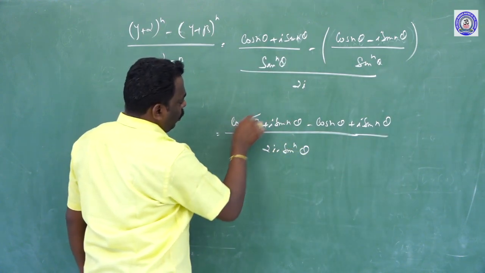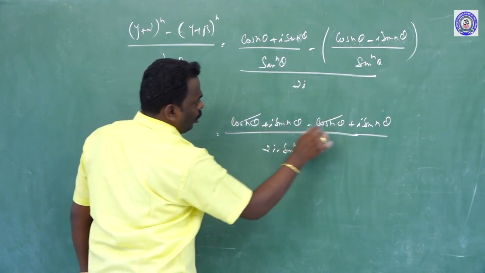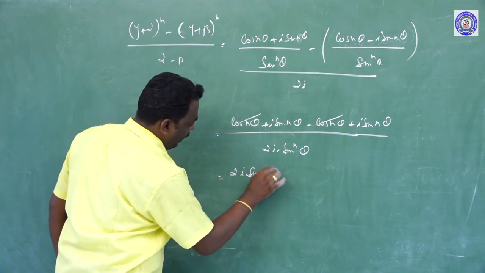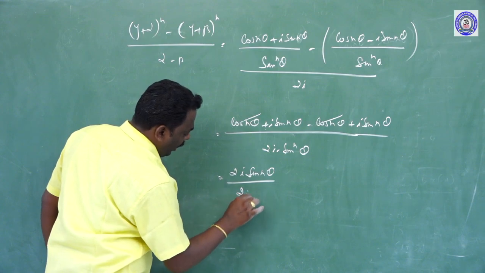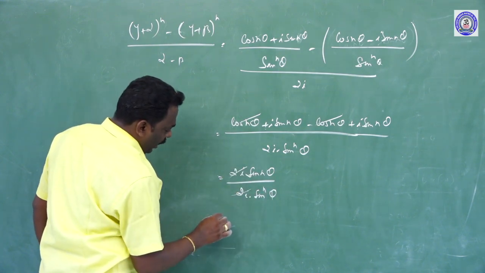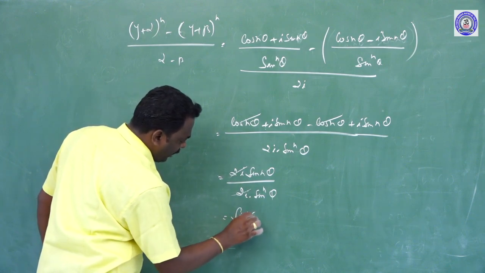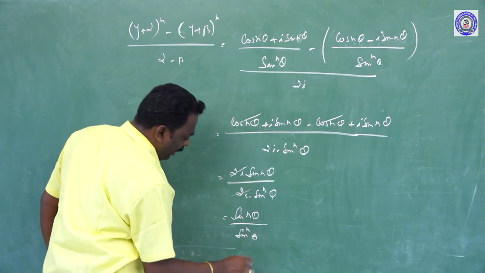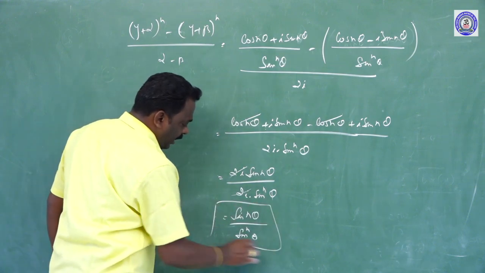Now these two terms cancel, and that equals 2i sin n theta by 2i sin power n theta. The 2i cancel, therefore sin n theta by sin power n theta. That is our right-hand side.